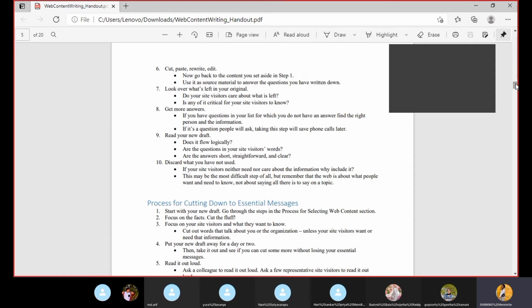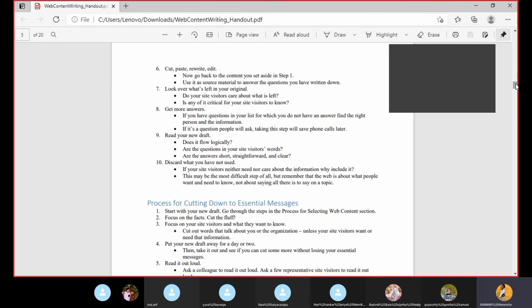So I know this might be difficult, but you have to be serious about this 10th step, because this is an important step. As you put in content which is not relevant to the visitors, it reduces the number of visitors to the web page. And as you put in content which is relevant and clear, the number of visitors to your website increases. So in selecting the web content, there are 10 steps.